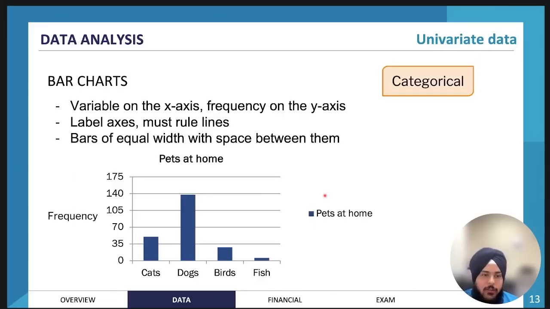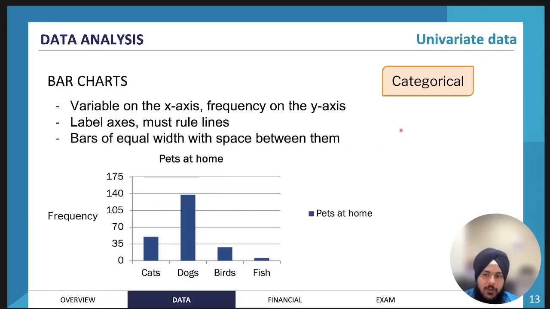Okay, now we have bar charts. Bar charts are literally just another way of representing frequency, but this is a more graphical way as opposed to a tabulated way. Bar charts have the variable that you're measuring, for example your categories, on the x-axis, and the frequency on the y-axis. When you're drawing a bar chart, some important rules are to label all the axes and rule any lines properly. The bars also need to be of equal width with space between them.